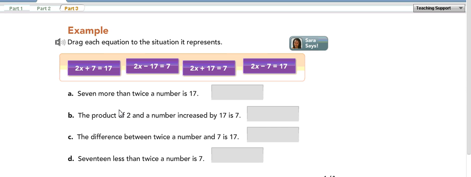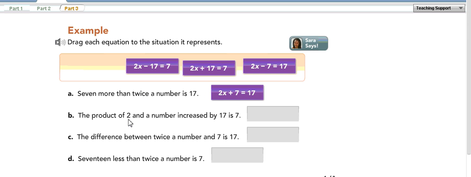Okay, thank you for coming back. This is saying 7 more than twice a number is 17. Well, is indicates equals, so I know I'm down to this one, and I'm down to this one. 7 more than twice a number. So 2 times, well, this has 2 times, this has 2 times. This is saying 7 more than. So let's try this one here.